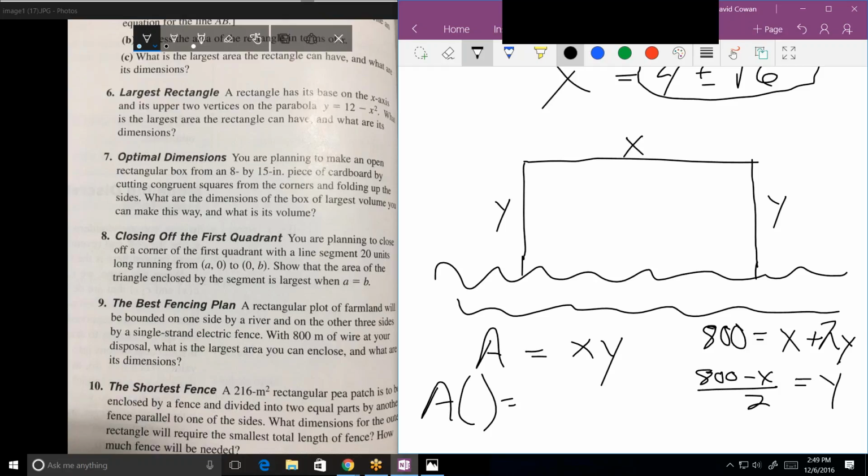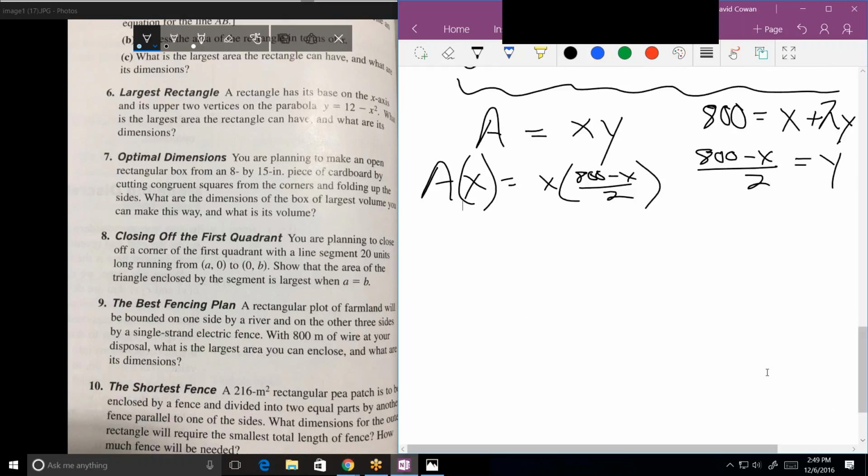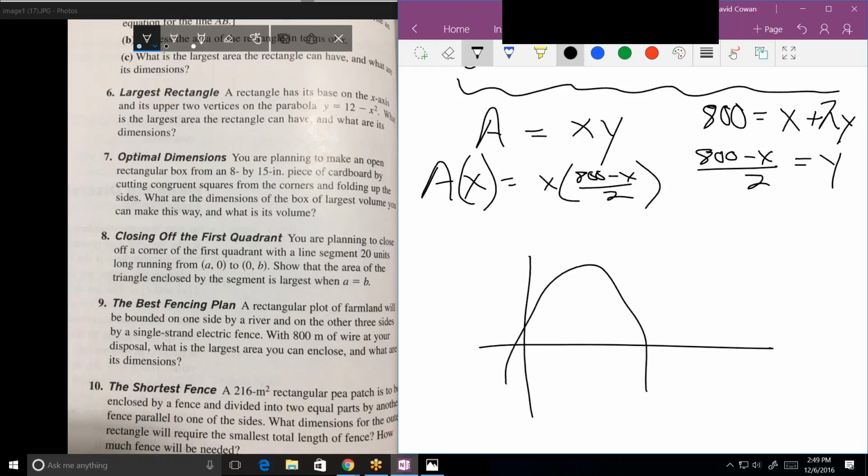Now, when I go to my area function, instead of y, I'm going to write (800 minus x) over 2. So I have x times (800 minus x) over 2, and now I have my area function as a function of x only. That's a good thing because this I can see as a quadratic, and a quadratic is a parabola that's going to open down.